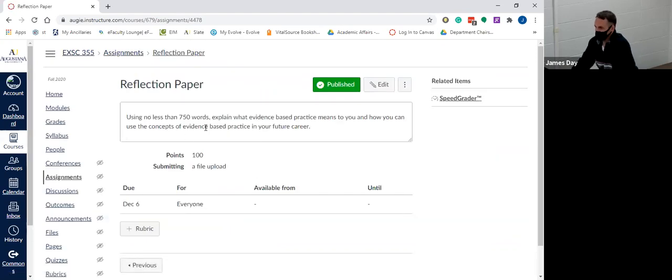I took a class this summer and it was all about changing opinions on things. So it's describing evidence-based practice, what it means to you, and using the concepts of, oh gosh, that's so touchy-feely.